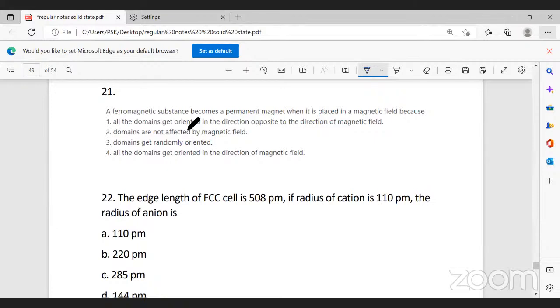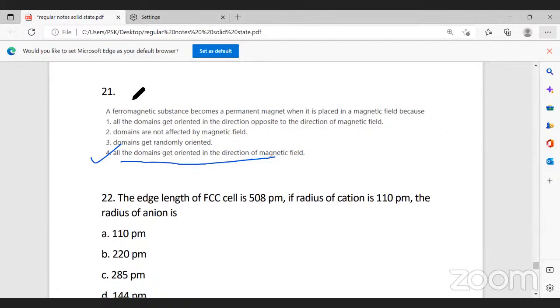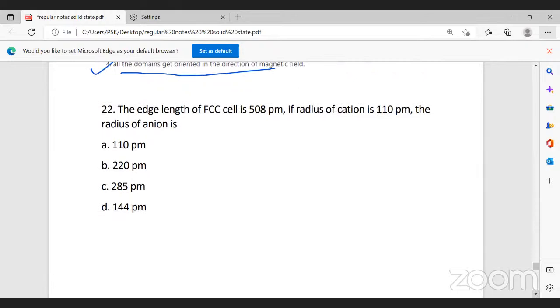Yeah, the next question. A ferromagnetic substance becomes a permanent magnet when it is placed in the magnetic field because all domains get oriented in the direction opposite to the direction of the magnetic field; domains are not affected by the magnetic field; domains get randomly oriented; all domains get oriented in the direction of the magnetic field. All domains means all the electrons get oriented in the direction of the magnetic field. Therefore, a ferromagnetic substance becomes a permanent magnet when placed in the magnetic field. So all domains get oriented in the direction of the magnetic field. Clear with this? Yes, sir.